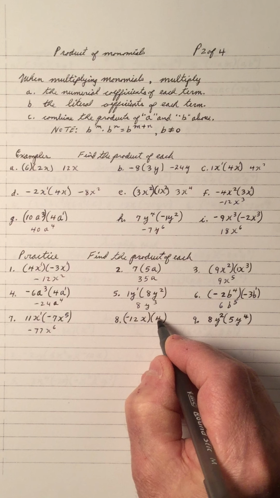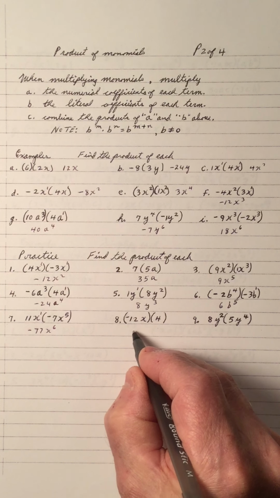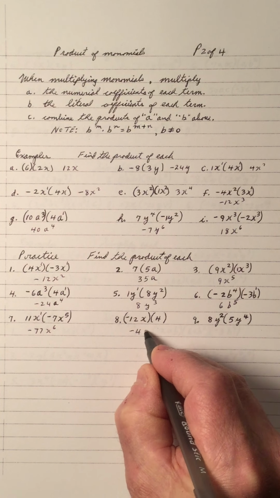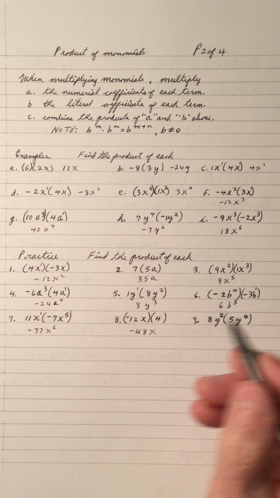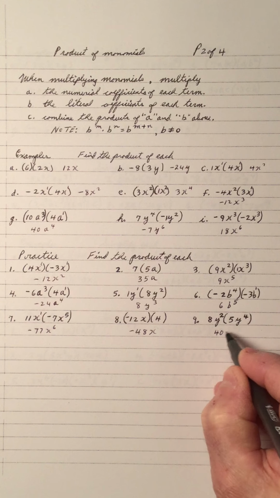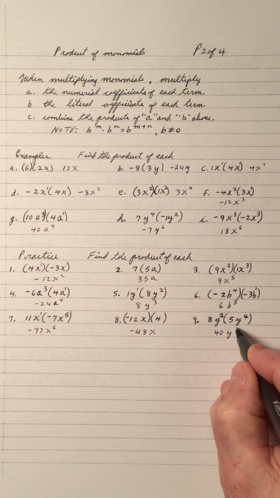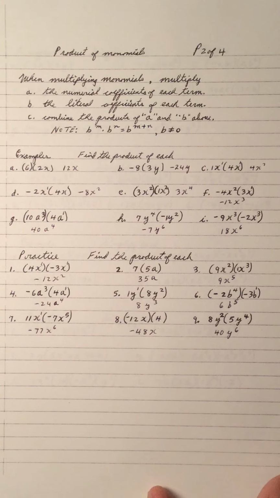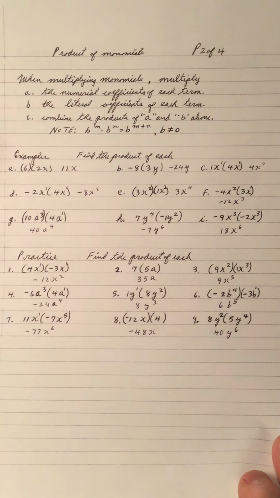And that's a 4, so negative 12 times 4 is negative 48. And there's only an x, no more x's to go with it. 5 times 8 is 40, and we've got y, we add the exponents, we get a 6. How'd you do? Hopefully everything is okay.